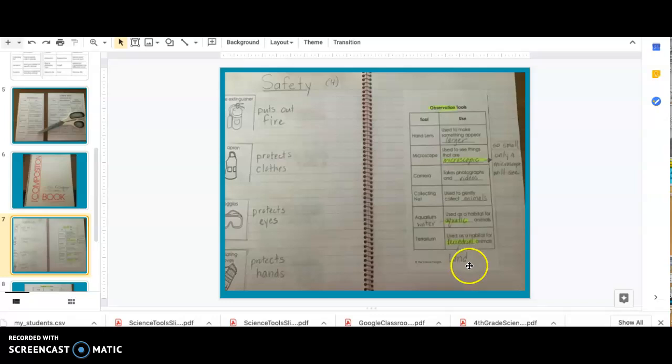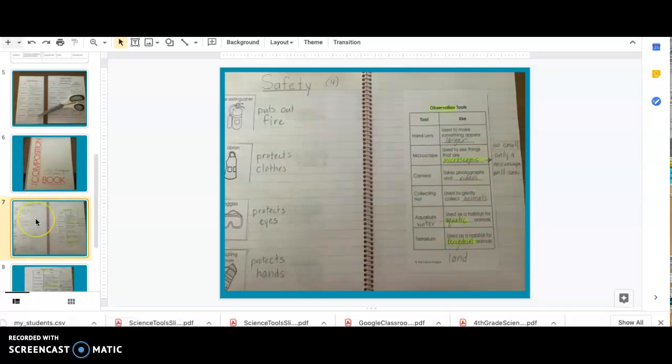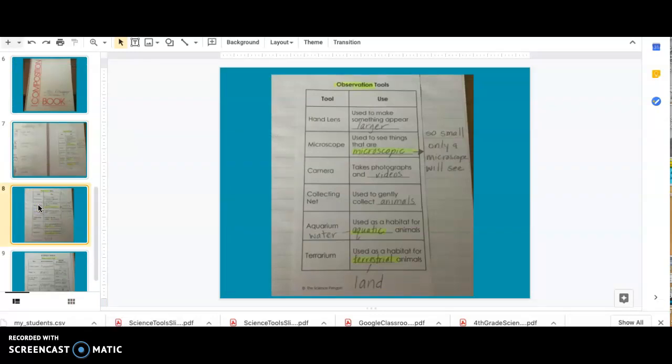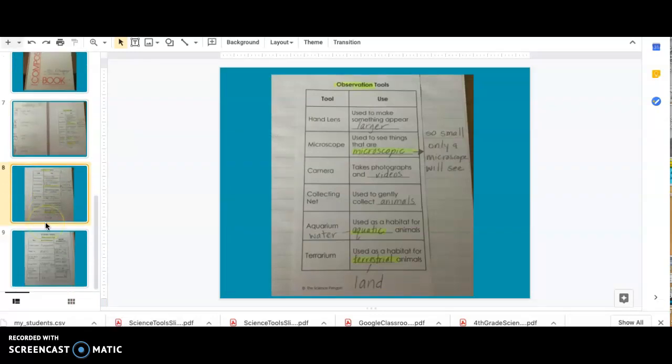Okay, so I would write those words. You can see I highlighted them there. Those are some words you really need to know in 4th grade science. On the next page, oh, there it is up close for you. Okay.